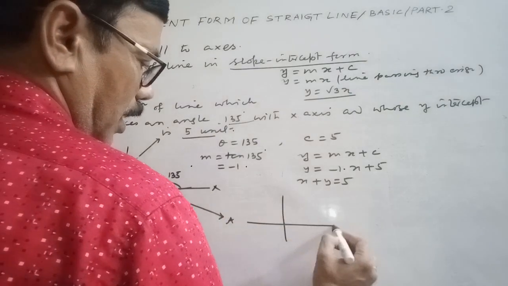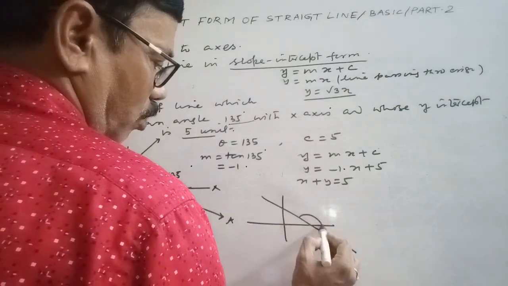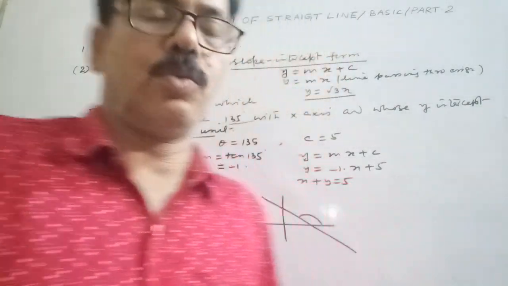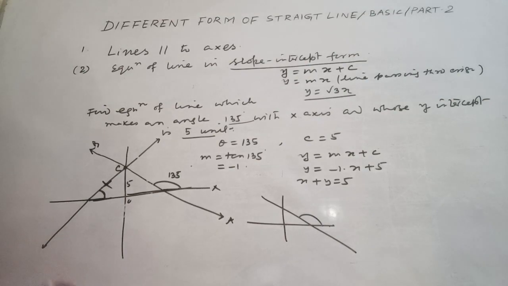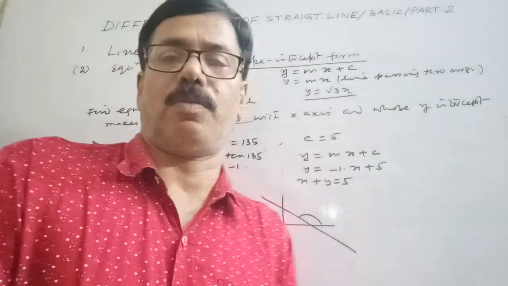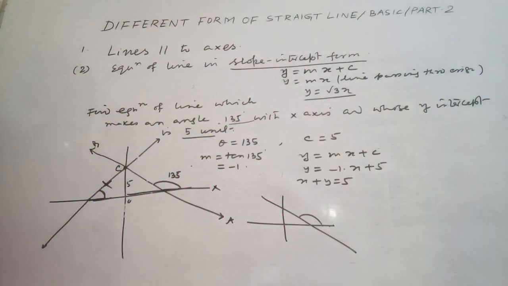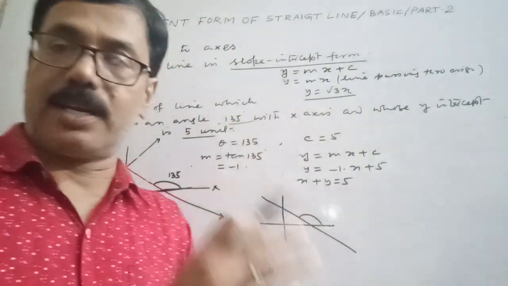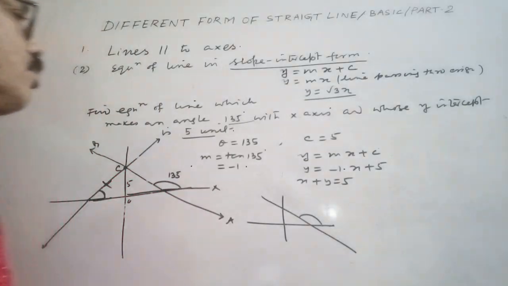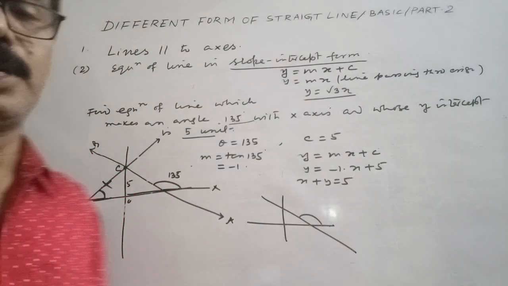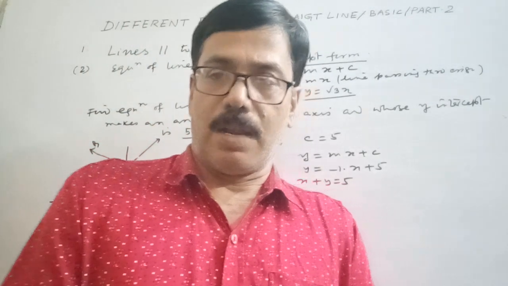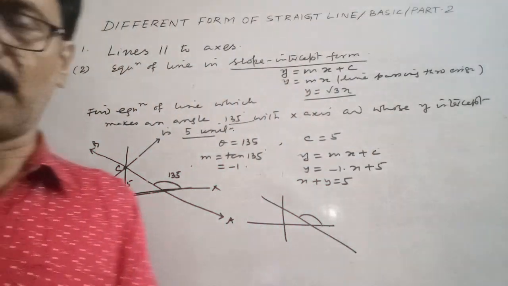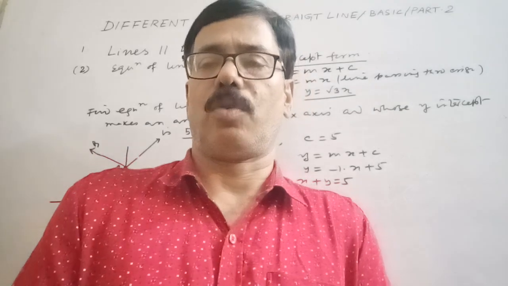So what is the figure? The second one, 135 degrees. Today we are discussing only the simplest problems. So first you recall these different forms. There are 7 different forms of straight line. Today I have discussed only 2. In the next class I will discuss the other forms also.